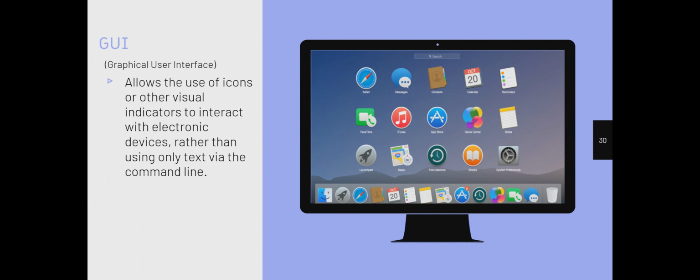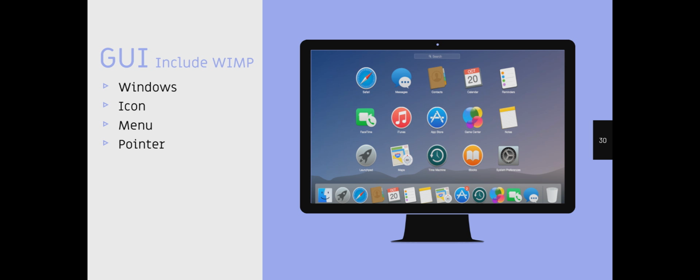The second generation is the graphical user interface, or GUI, which includes WIMP, but let's talk about that later. The GUI we still use until today, and we will still keep using it even in the future. The GUI allows the use of icons or other visual indicators to interact with an electronic device, rather than using only text via the command line. The four main components of this interface are WIMP.